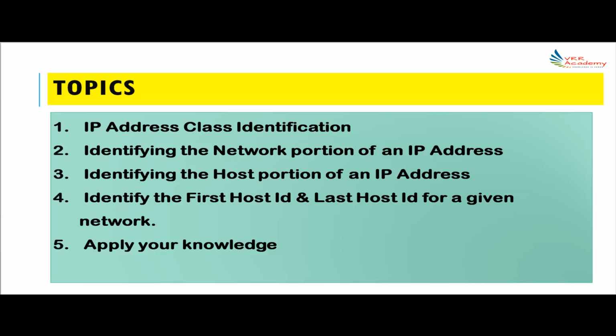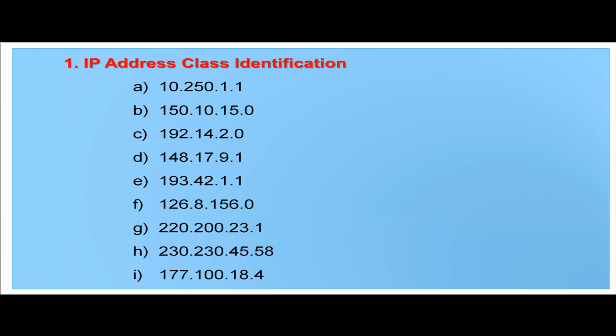Then I'm going for the first one, IP address class identification. Now we have a list of IP addresses, and we have to identify the class for each and every IP address. So you must know the range for this first. For class A, the range is from 1 to 126. For class B, the range is 128 to 191. For class C, the range is 192 to 223. Class D, 224 to 239. Class E, 240 to 255. So using this range, you can identify the class of the IP address.